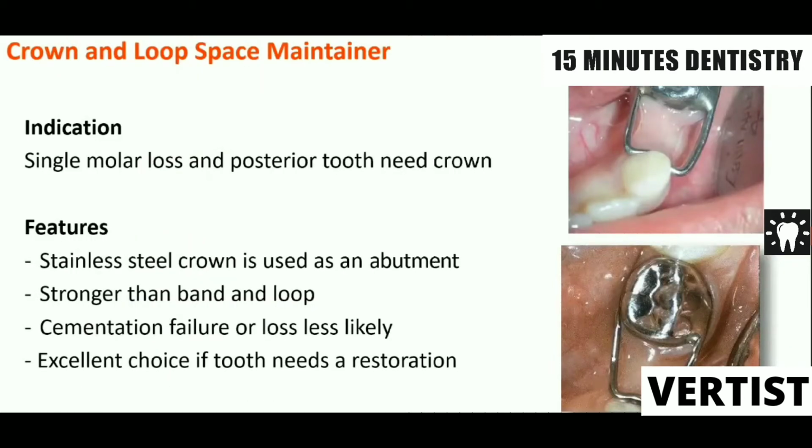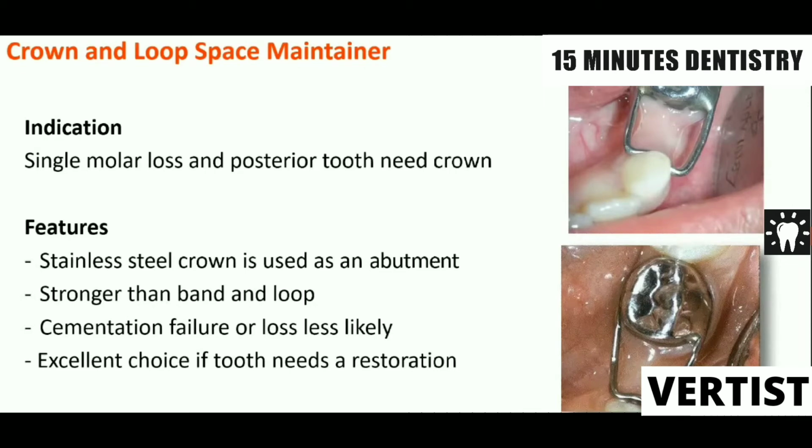Next is crown and loop space maintenance. This is used in the same cases as band and loop, that is single posterior tooth loss. But in addition, if the abutment tooth, the posterior tooth, needs a multi-surface restoration or a pulp therapy, in other words, if the abutment tooth is an indication for a stainless steel crown, the abutment tooth receives a stainless steel crown and a loop is added to that crown, making it a crown and loop space maintenance. It is one of the most retentive space maintenance.